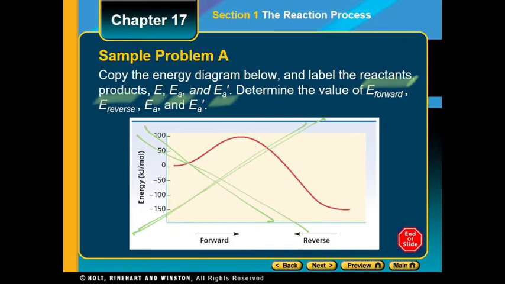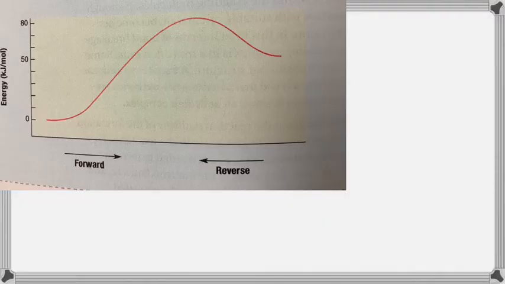So let me give you the actual graph we're going to use to do all of these, and then we'll come back and look at this one. So this is the graph we're actually going to use for this first example. And again, there were several things it wanted us to label. The first was to label the reactants and the products. So our reactants are over here on this end, and products will be on the opposite end. It also wanted us to label the change in energy, EA and EA prime.